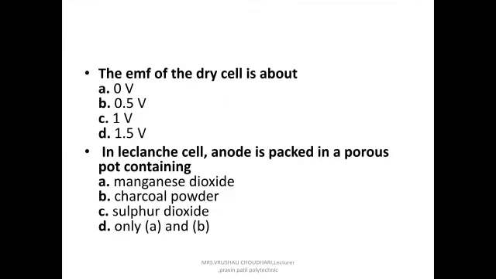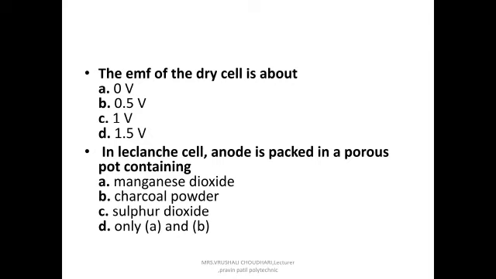The EMF of a dry cell is, answer is 1.5. The maximum voltage produced by this cell is 1.5. If we want a higher voltage, we attach 2-3 cells according to the requirement, so a higher voltage will be produced.